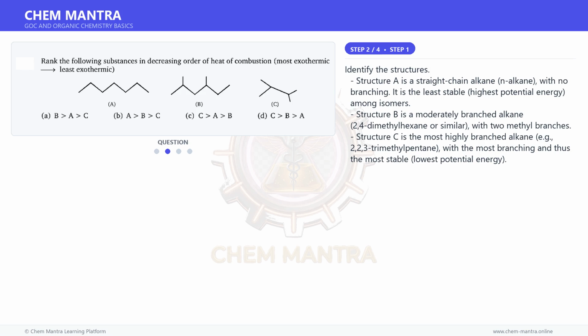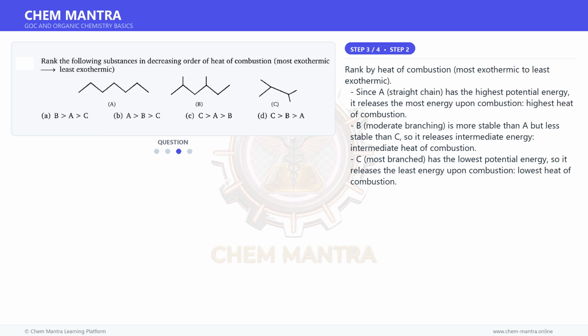Identify the structures. Structure A is a straight chain alkane with no branching. It is the least stable, highest potential energy among isomers. Structure B is a moderately branched alkane, 2,4-dimethylhexane or similar, with 2 methyl branches. Structure C is the most highly branched alkane, for example 2,2,3-trimethylpentane, with the most branching and thus the most stable, lowest potential energy. Moving on to the next step.